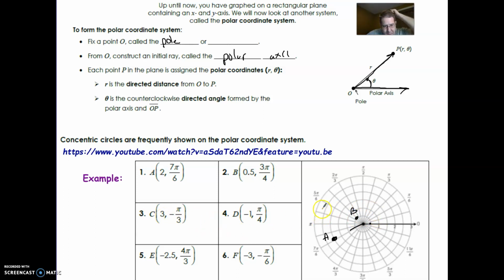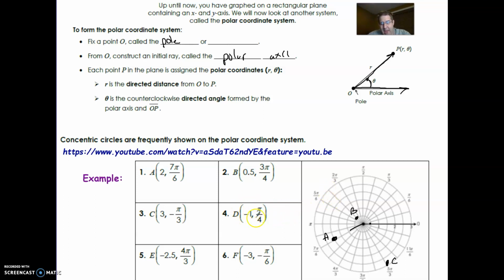So C is at 3, negative pi over 3. Negative pi over 3 means we're going backwards. Pi over 3, remember, is 60 degrees. So instead of going this way 60 degrees, we're going to go this way 60 degrees. That is 1/3 less than 2 pi, because 2 pi would be 6 pi over 3. So 1 less, that would be 5 pi over 3. So I know it's in this direction, but I also know it's got a radius of 3. I've got to be careful when doing this. This is 3 all the way on the outside, so it's right there. So that's point C.